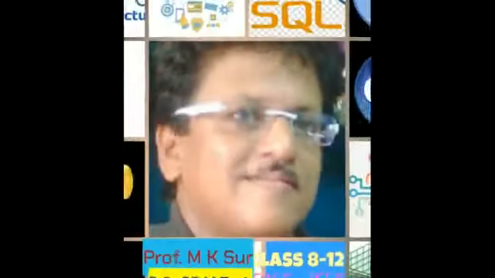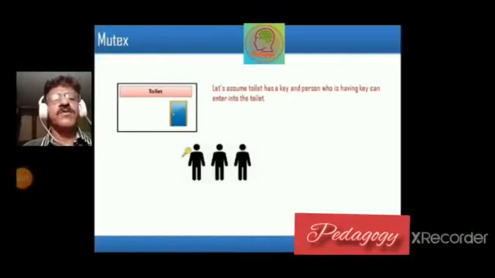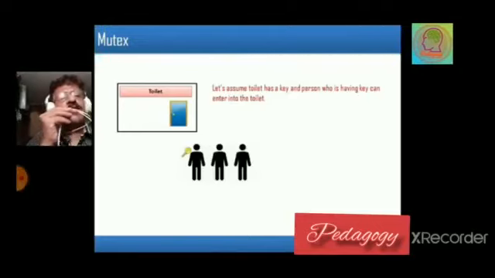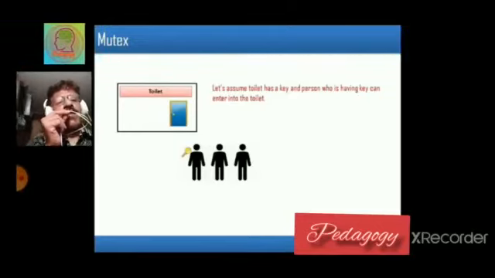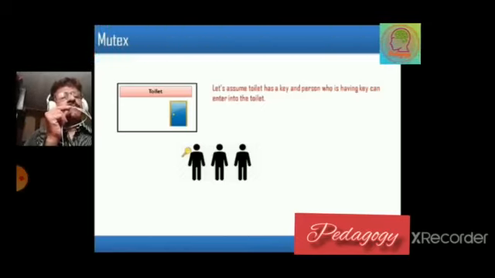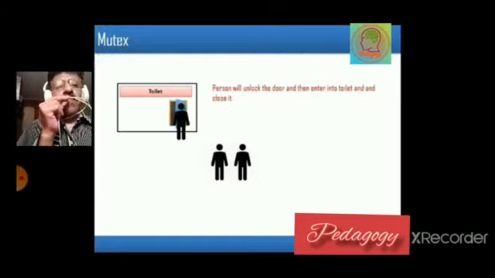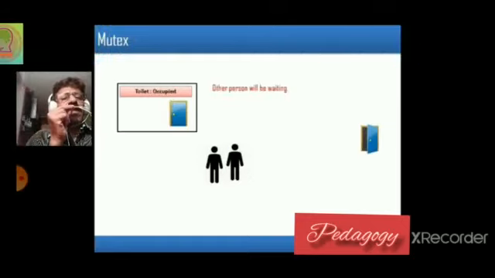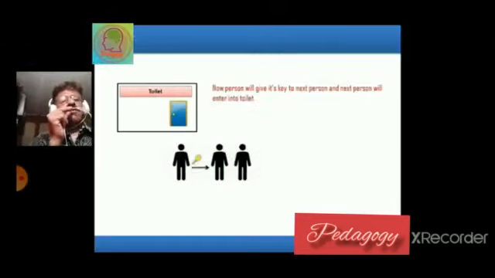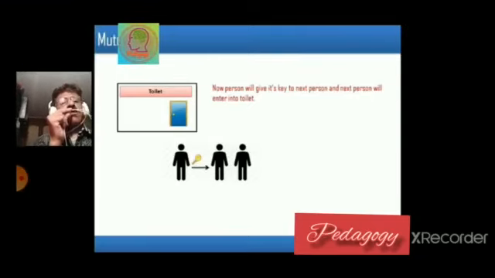Conducted by Manoj sir. We are describing here the concept of Mutex and semaphore and the difference between Mutex and semaphore. Consider there is a toilet and let's assume that the toilet has a key, and the person who is having the key can enter into the toilet. So whenever a person enters into the toilet with the particular key, no other person can enter until he gives his key to the next person.